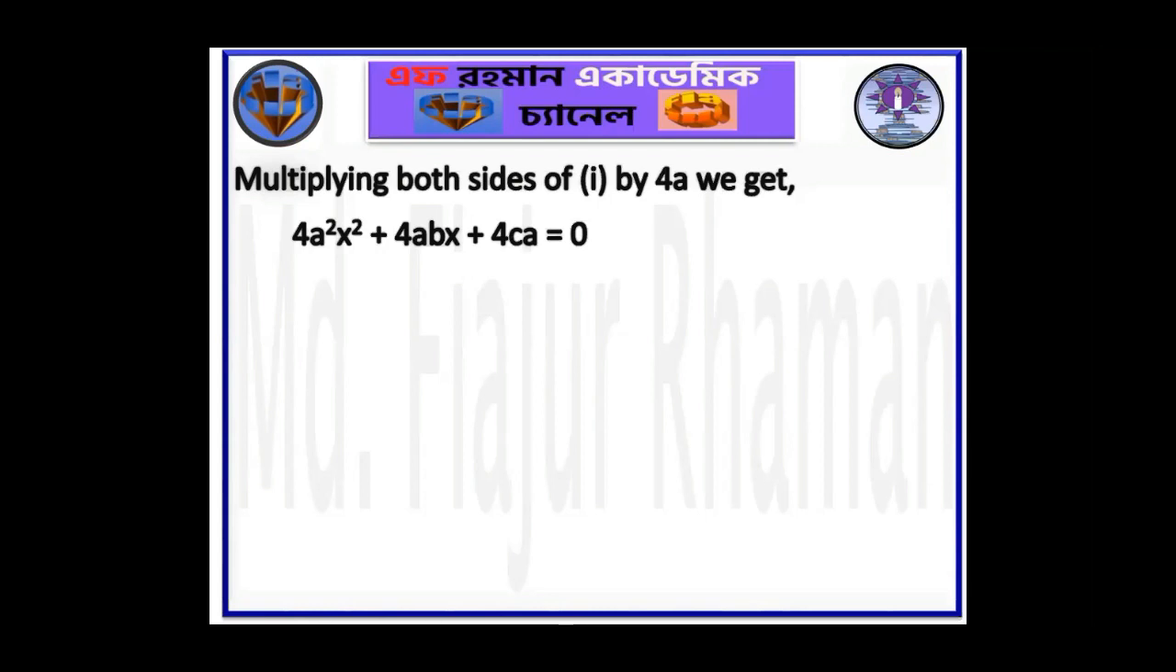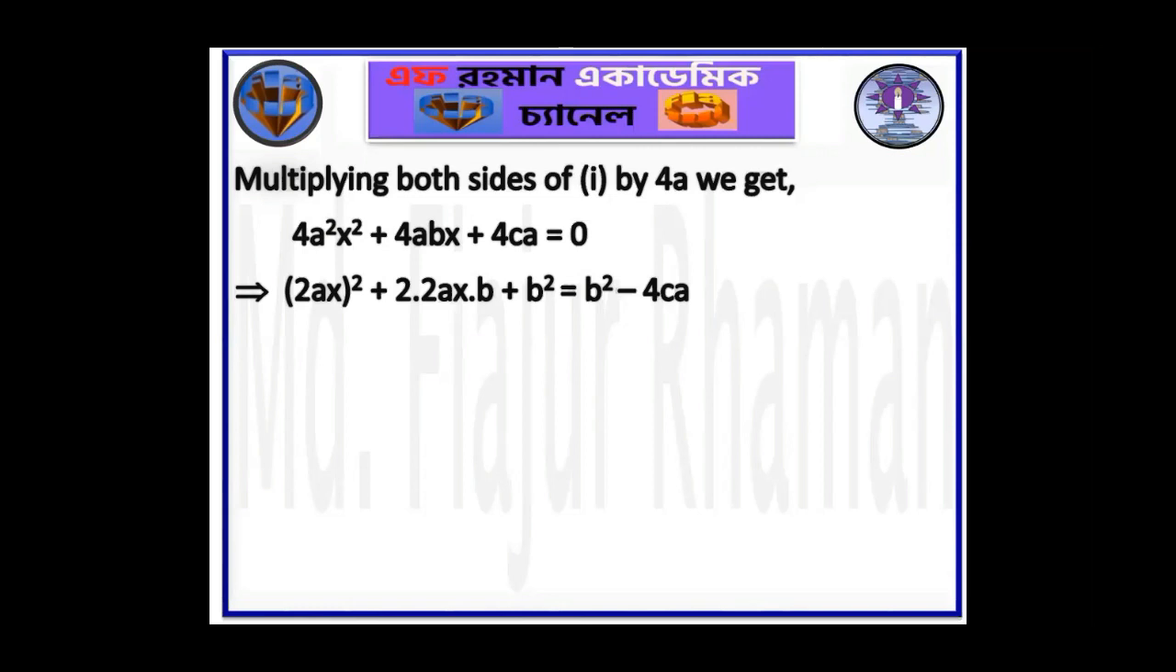However, 4a square x square can be written as twice ax whole square. 4abx can be written as 2 into twice ax into b. To make a formula of whole square, we have added b square on both sides. And the term 4ca is transposed from the left to the right by changing its sign.